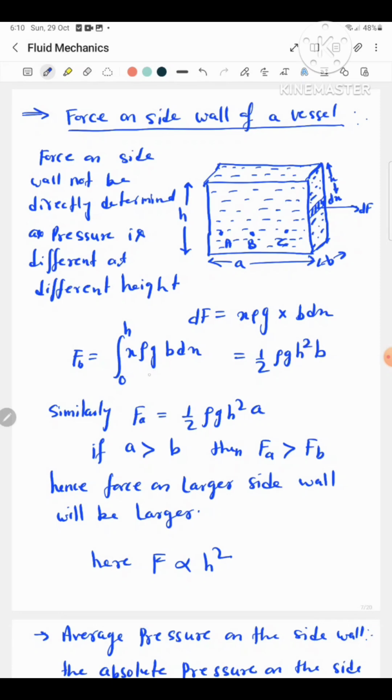We will calculate the integration here. The constants come outside. The integration of x dx will be x square upon 2. Putting in the limit, that will be h square upon 2. So half rho g h square b.